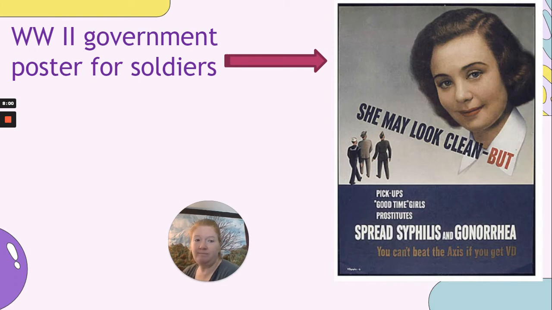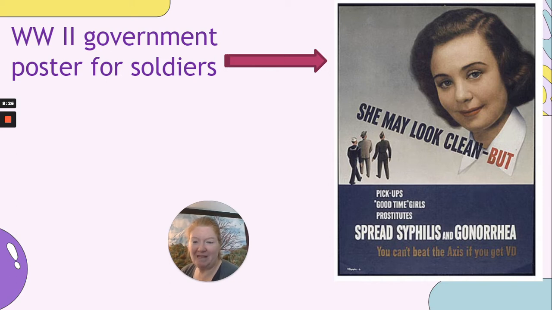So I'm going to show, I don't know who this person was who posed for this World War II government poster, and I don't know if this person knew this is what they were posing for. And this was an attempt to limit the spread of, at the time called VD, venereal diseases, then called STDs, now STIs.